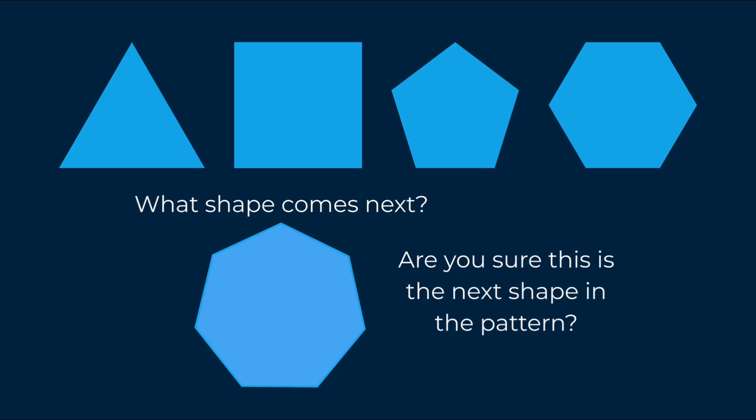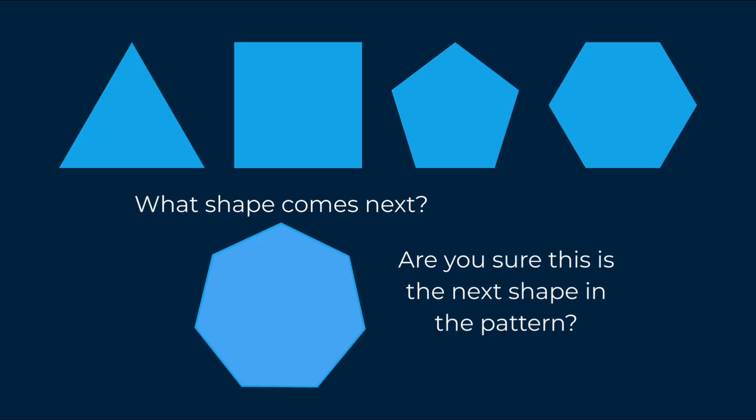You know, it could be something else entirely. It could be an octagon. Could be a dodecagon. Could be anything else. Could be a star. We don't really know the pattern here. Of course, the pattern probably is that you're adding one side each time. But how do we know that that's really the pattern and then the next shape is really a heptagon?